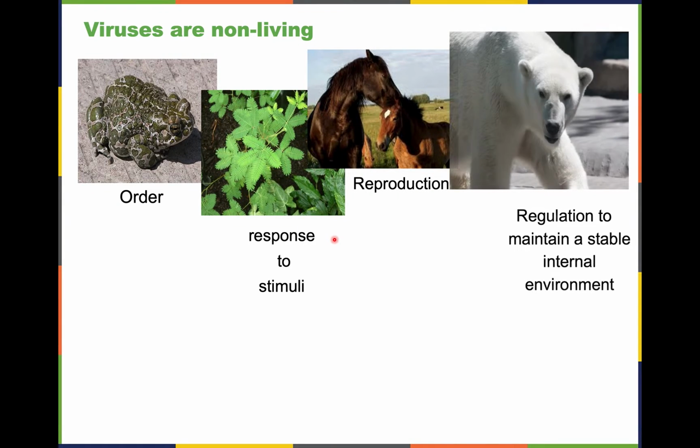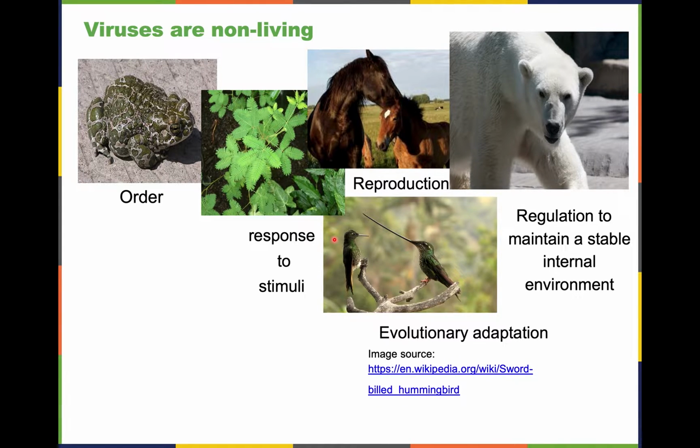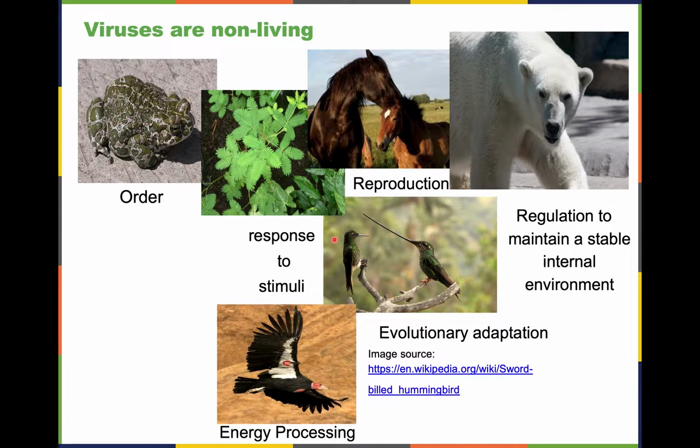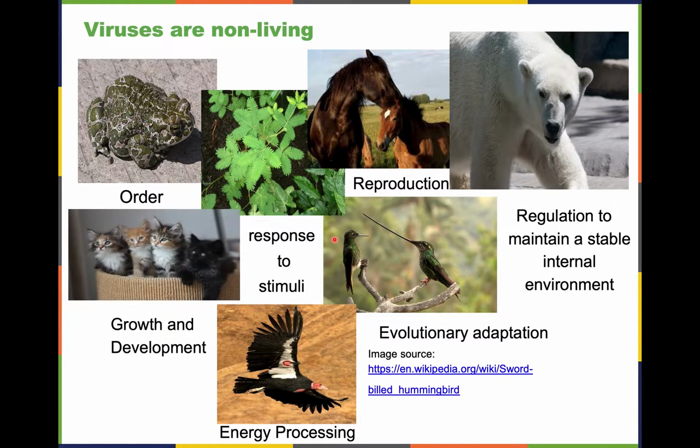Living things can reproduce. They can regulate to maintain a stable internal environment. They are capable of evolutionary adaptation. They can acquire and process energy from the environment, and they are able to undergo growth and development. The reason viruses are not classified as living is that they can't do at least one of these. One of the most important is that they cannot do energy processing and metabolism on their own. They need a host to be able to do this.